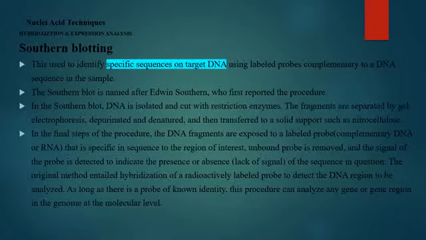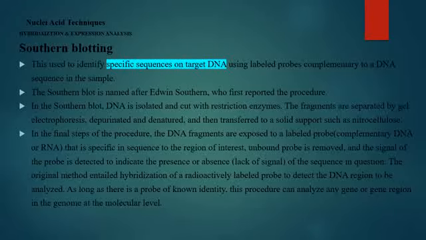Now, the original method entailed hybridization of a radioactively labeled probe to detect the DNA region to be analyzed. As long as there's a probe of known identity, this procedure can analyze any gene or gene region in the genome at the molecular level. So what are we saying? You have a probe that has a specific sequence and has a particular region of interest.